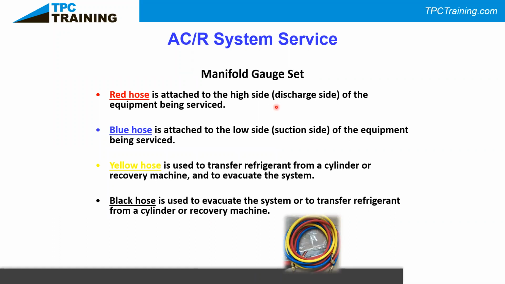The red hose is going to be attached, generally on your equipment, on the outlet of the compressor, called the discharge side. The blue hose is attached to the low side of the system, the inlet of your compressor, called the suction or the low side of the equipment. And the yellow hose, again, is used for transferring refrigerant. And in the event that you have the 4-port system, as I showed you earlier, the larger diameter hose is available to aid in transferring refrigerant and recovery, making it faster.